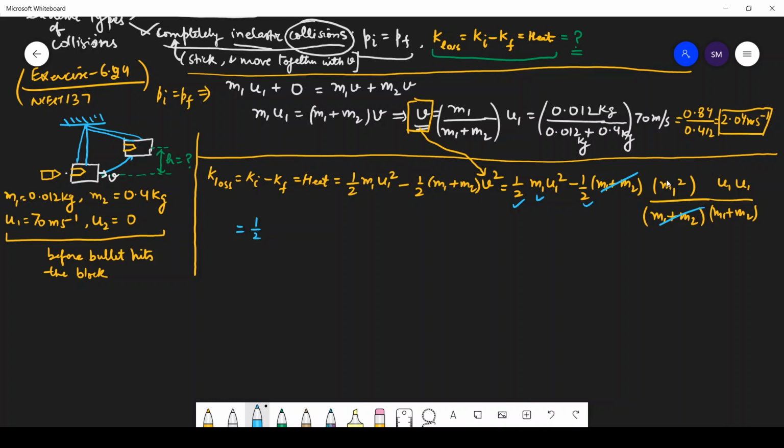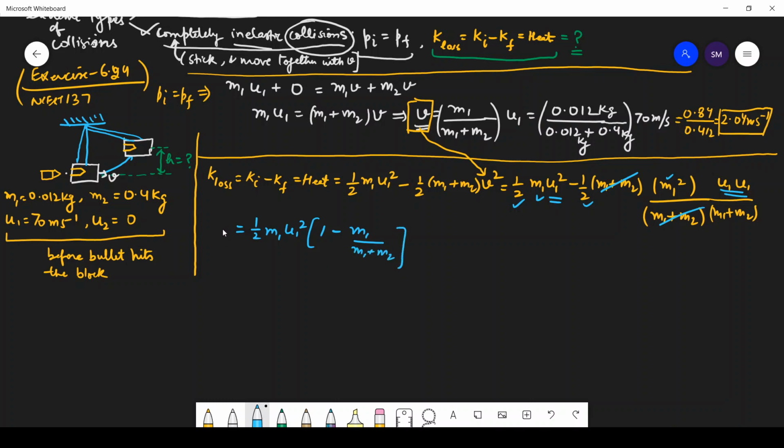m1 is here, and one of the m1 you will take from here. Okay, so one of the m1, then u1 square. So you have u1 square, you have 2 u1 here, so let us take full u1 square common. So what are you left with here? Everything you have taken common, so only 1. Minus half you have taken common, 1 m1 you have taken common, so 1 m1 is left, and u1 square is common, so u1 is not left, divided by m1 plus m2.